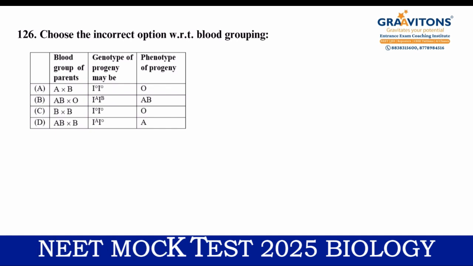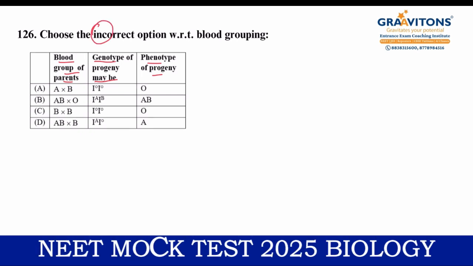The next question, choose the incorrect option with reference to blood grouping. So here they have given the blood group of parents and possible genotype of the progeny and phenotype respectively. So we should not take up the ones which are possible, which is impossible we should take. So choose the incorrect ones. Which is not possible, we have to find it out.